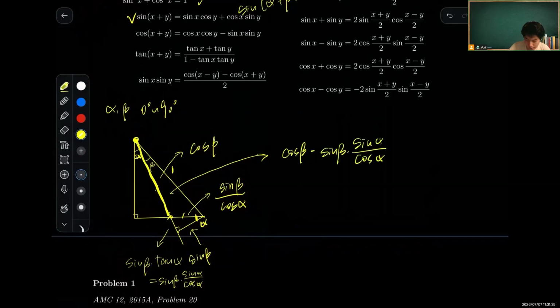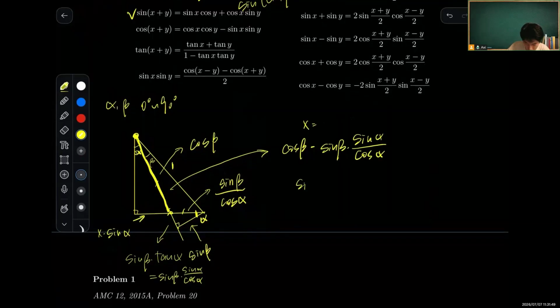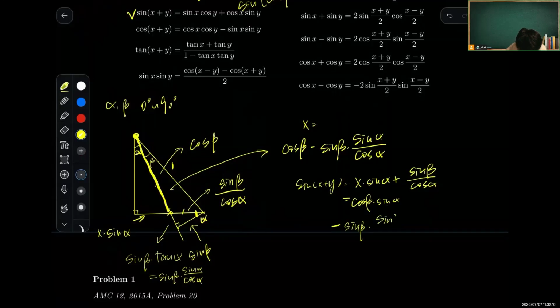As a last step, let's denote this as x for short, and this length over here is x times sine of alpha. Then essentially, we have sine x plus y is equal to x times sine alpha plus sine beta over cosine alpha. And then let's plug in the values. That gives us cosine of beta times sine of alpha minus sine of beta times sine of alpha squared over cosine of alpha plus sine of beta over cosine of alpha.